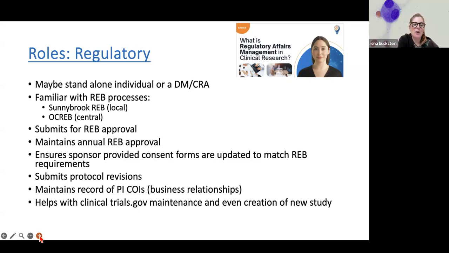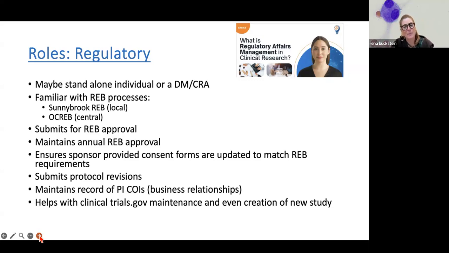They also will maintain the conflict of interests of all the PIs, that they are up to date. And all these trials now are entered on clinicaltrials.gov, so they'll maintain these trials and update them as appropriate.